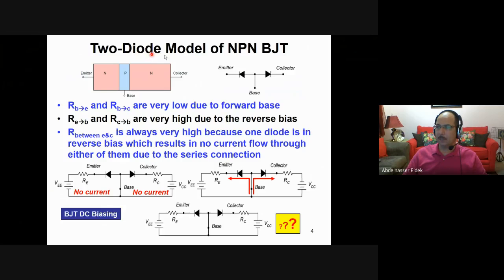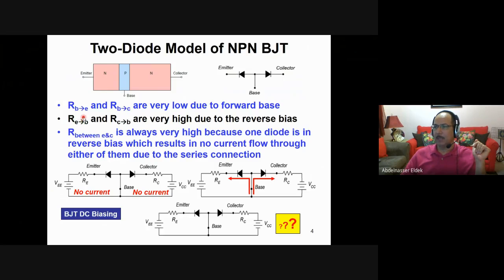We can model the NPN bipolar junction transistor by having two diodes like this, because it's PN from this side and PN on the other side. So we can make a diode here, base emitter, this is a diode, and base collector, another diode. But remember the property of the emitter and the property of the collector. The collector is large, the largest one, and the emitter is small, but of course it is high with respect to the base, because it is heavily doped. It has a lot of electrons.